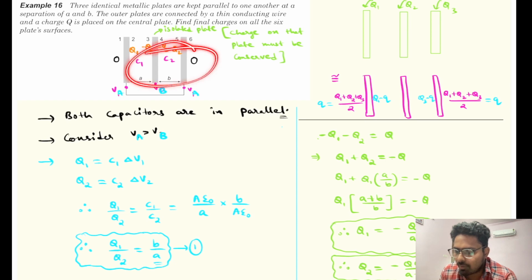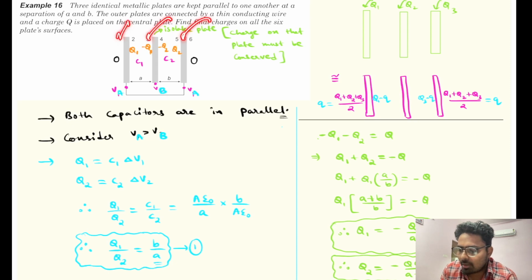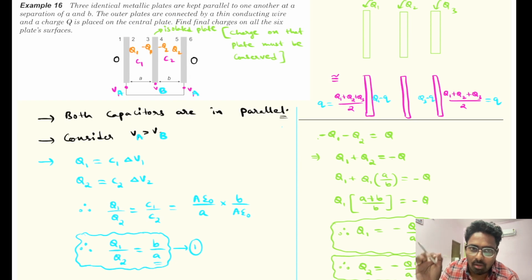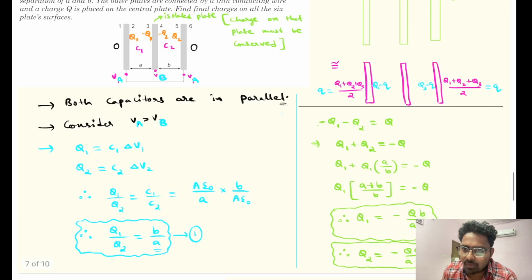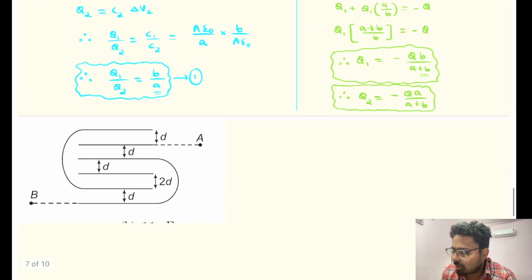So these types of parallel plate conductors, where initially charges are given and two conductors are connected, like connected by some external battery, or shorting, or connecting to the earth. So all these types of things, right? I hope it is clear for everyone.